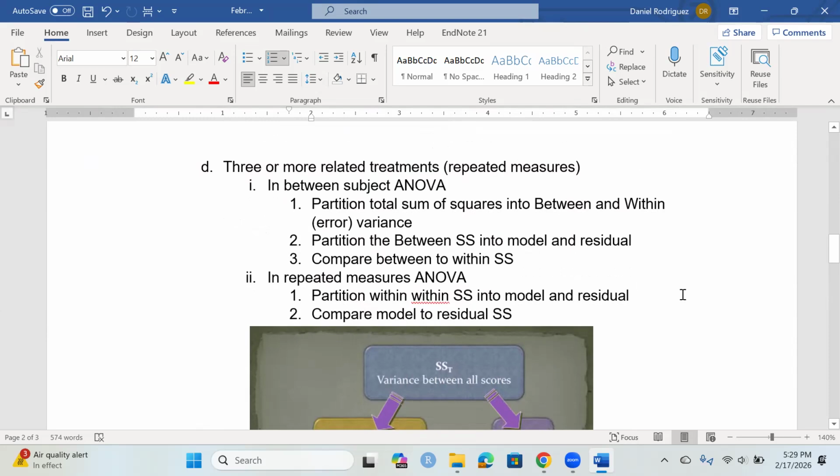When we have 3 or more related treatments or repeated measures, we would use what's known as repeated measures ANOVA, okay? If we compare repeated measures ANOVA to the traditional between subjects ANOVA, that's the ANOVA most of you have learned already, we partition the total sum of squares into between and within sum of squares. Within sum of squares is our error sum of squares. So we compare between to within, that's how we get our F statistic.